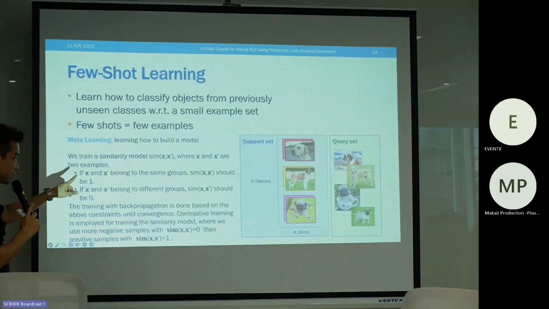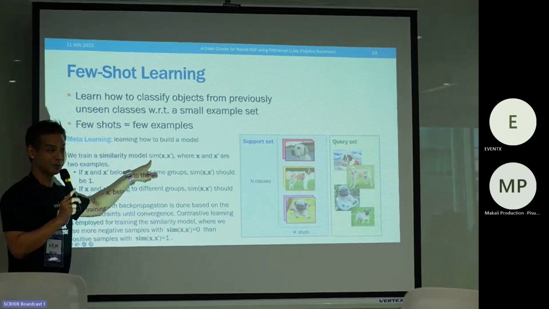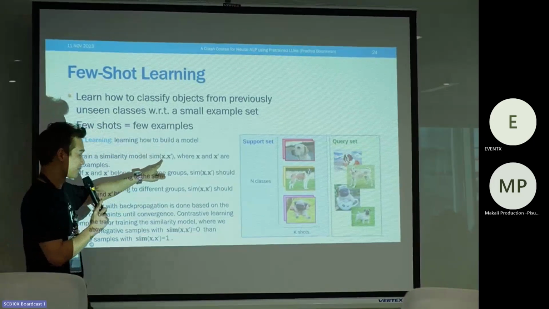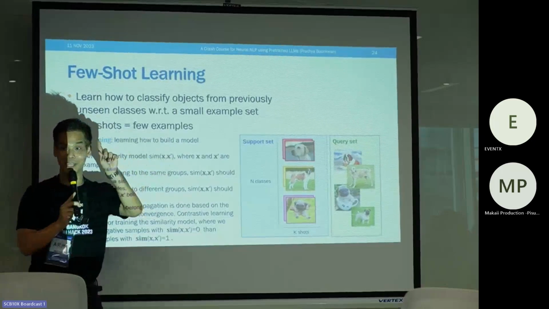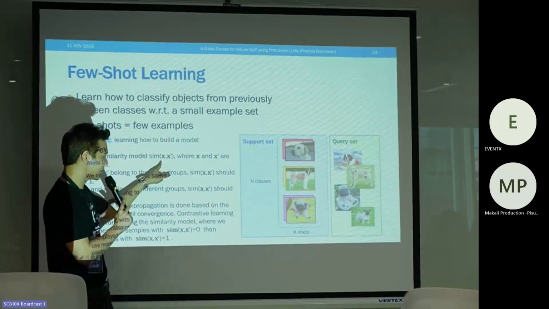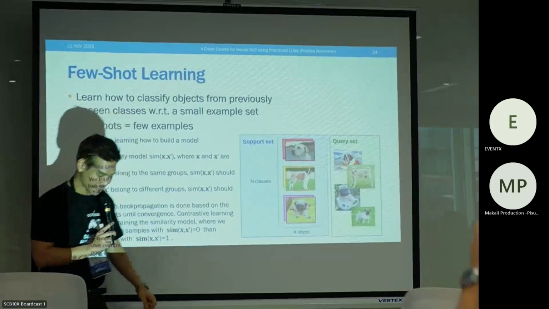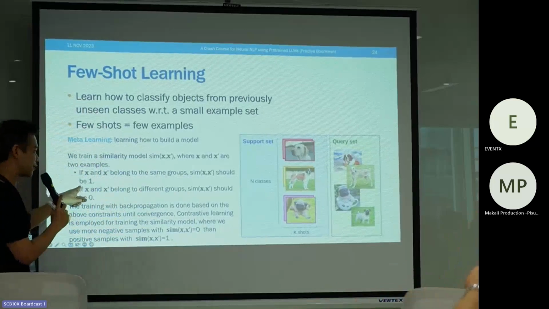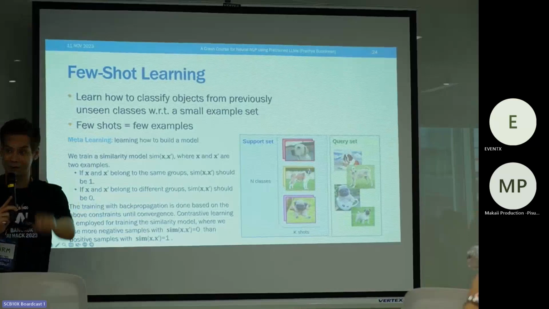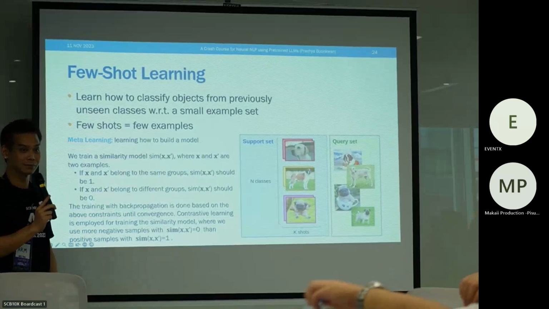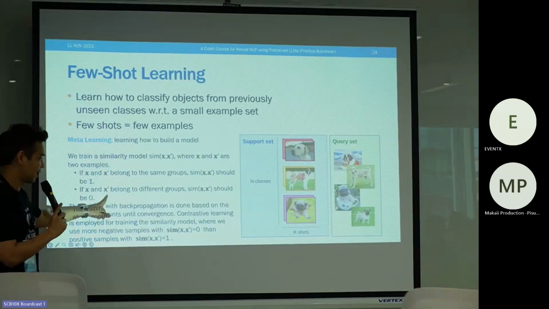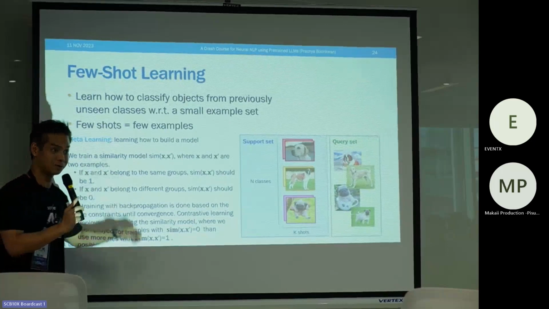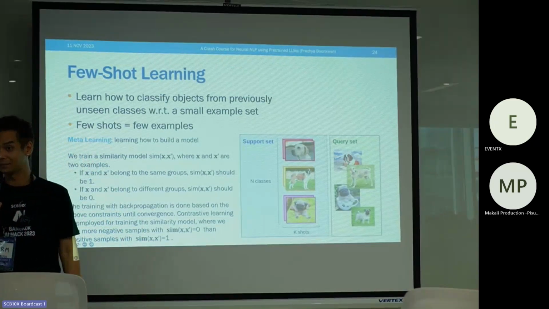In machine learning, we can do this by coming up with a new model. We call it similarity model. The similarity models work just like this. You've got 2 pictures, x and x prime. If x and x prime belong to the same group, the similarity of x and x prime should be 1. They're similar, you return 1. If they belong to different groups, the similarity between x and x prime should be 0. It's as simple as that.